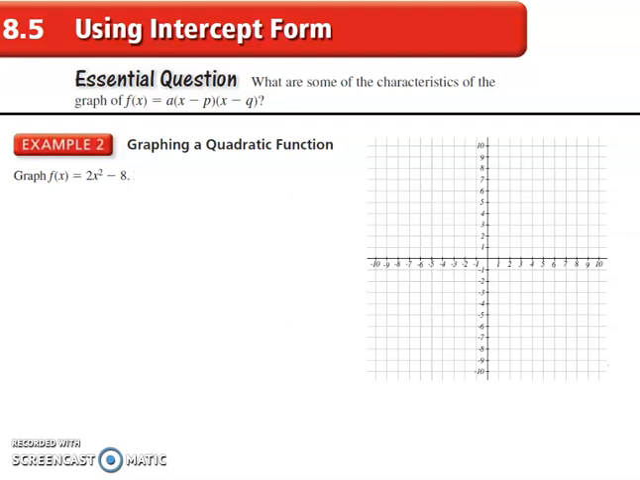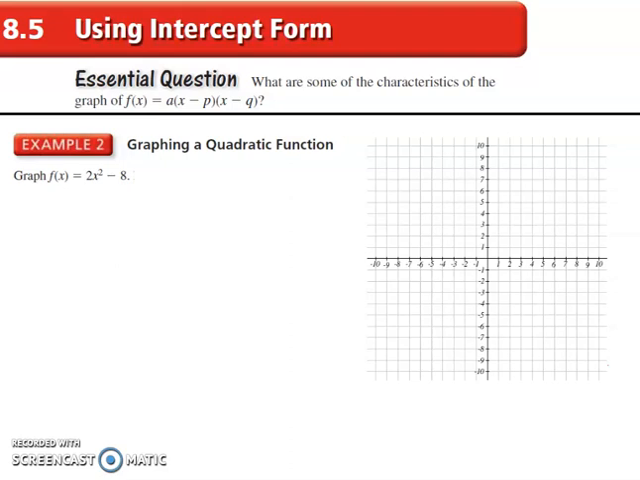Hello, in today's video we're going to be continuing section 8.5 on using intercept form. Some of these topics are going to feel like I am covering them again as repeats from our first video, and they will be, but we are going to be introducing a few new concepts from our last video.